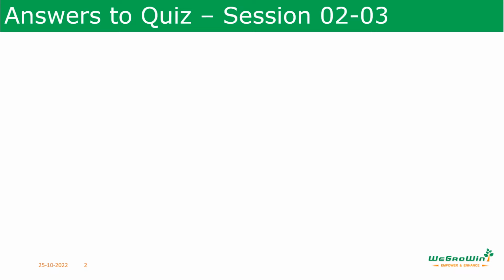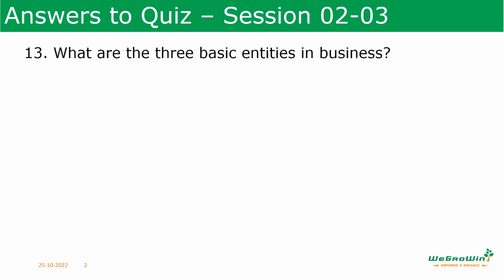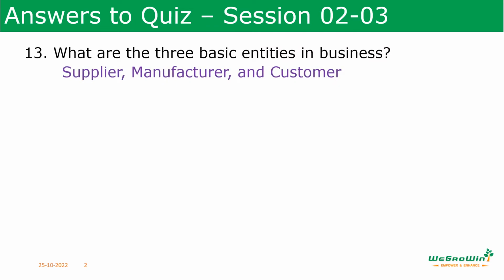Before going into the session, let us see the answers to the previous session's quiz. So what are the three basic entities in business? The three basic entities are suppliers, manufacturers, and customers, because a business will have many suppliers, many manufacturers, and many customers. Also, we discussed the complexity and the many relationships, like a supplier may be a customer, and a customer may be a supplier. Every entity should add value, they should make money. All those things we discussed.